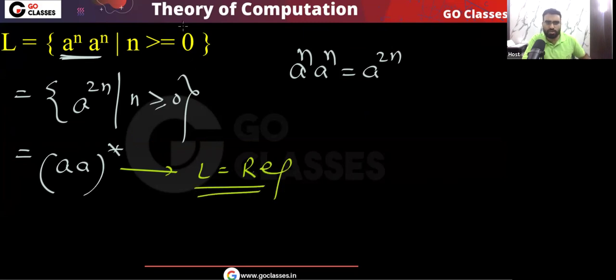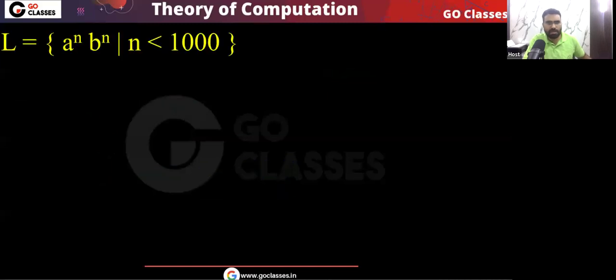Please tell me, did you understand? So just understand the language first, then you solve the question. Tell me the answer for this question: a power n, b power n. We have a power n, b power n. So tell me, is this language regular or not?